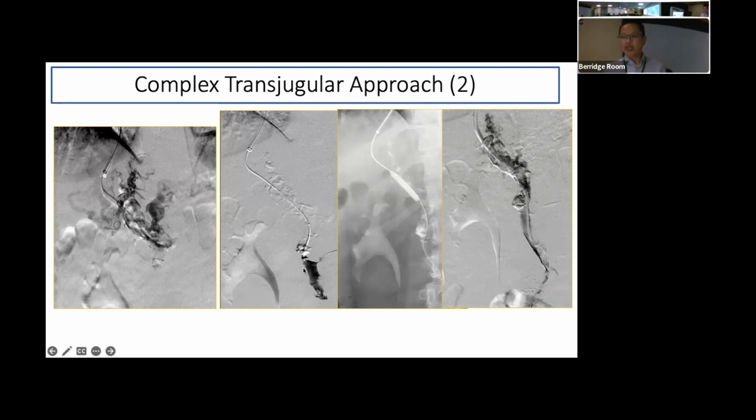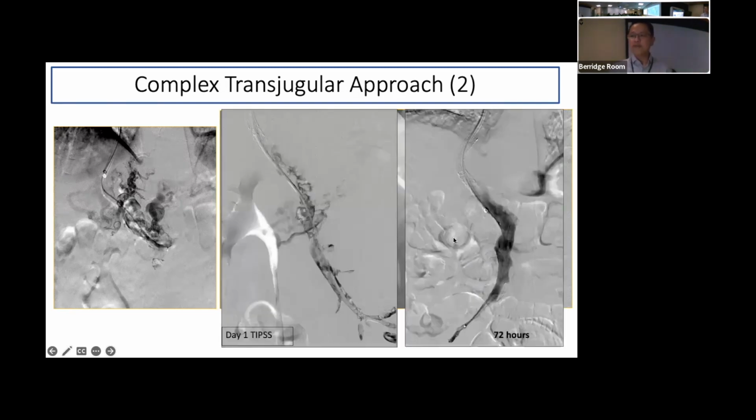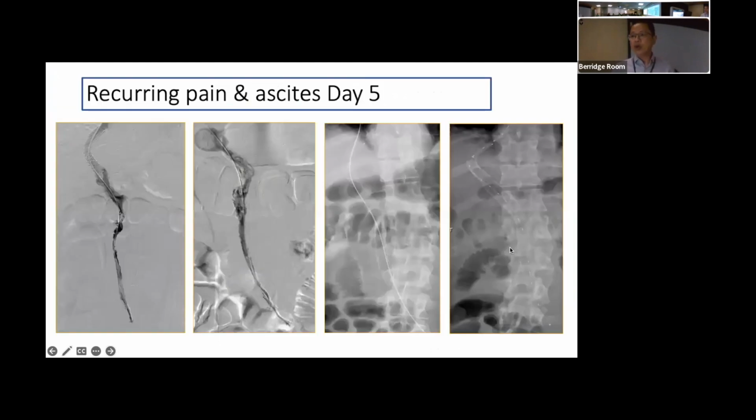Here you can see multiple clots. There is no flow whatsoever when you inject the contrast into the SMV. You should see some flow. Again, we repeated much the same. And you see here, lysis 72 hours, slightly better, not completely.